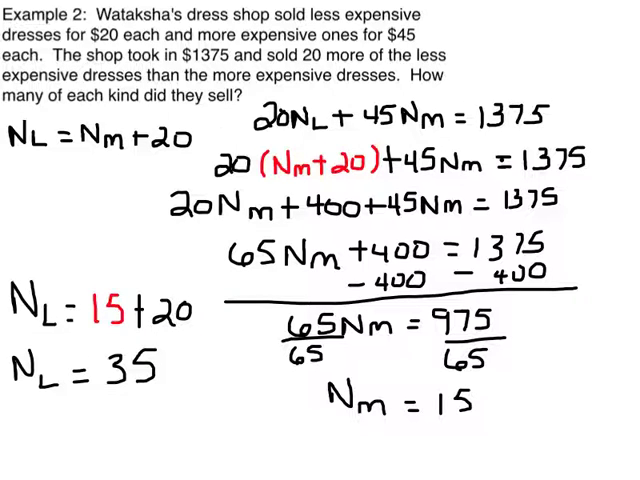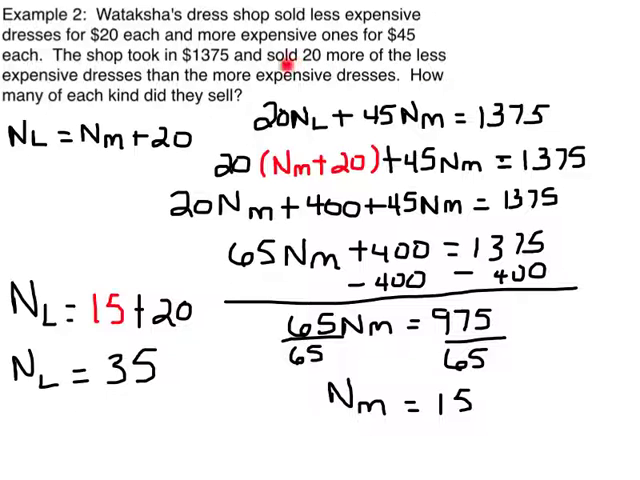In example 2, Wataksha's dress shop sold less expensive dresses for $20 each and more expensive ones for $45 each. The shop took in $1,375 and sold 20 more of the less expensive dresses than the more expensive dresses. How many of each kind did they sell?